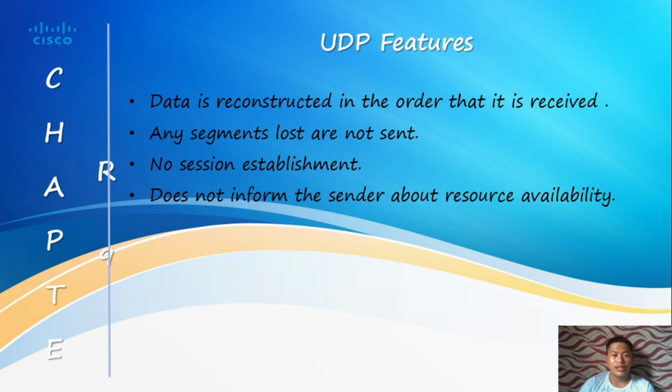UDP features. UDP features have three types. The data is reconstructed in the order that it is received. Any segments lost are not resent. No session establishment.